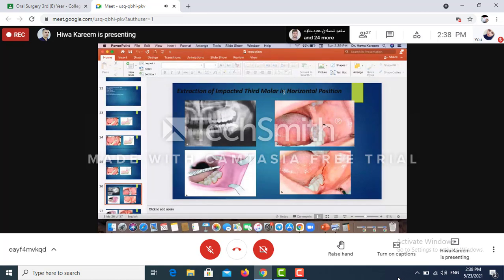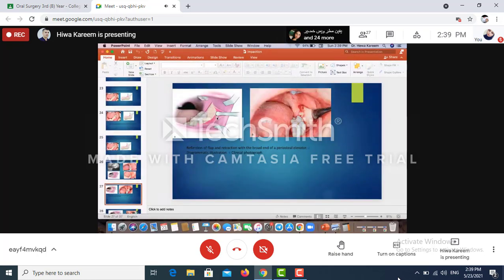Extraction of the impacted third molar in horizontal position. This is in horizontal position. First, you make the horizontal incision from the anterior border of the ramus reaching to the medial side of the first molar. After that, reflect the flap with a periosteal elevator and expose the tooth.